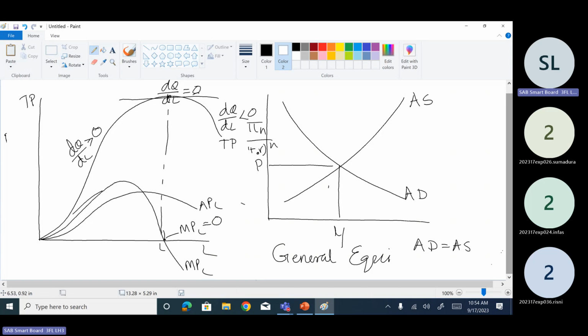So at this point, total product is maximized. That means marginal productivity is 0. So this is the point where we maximize the average productivity. So that's also an important point. It does not coincide with the total productivity. The next point is also very important, right? When we talk about the rational producer, where the producer determines the output levels.